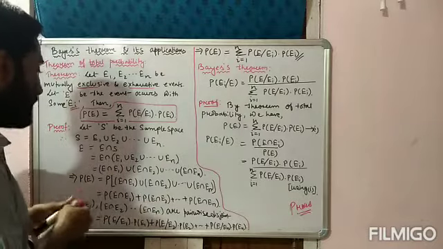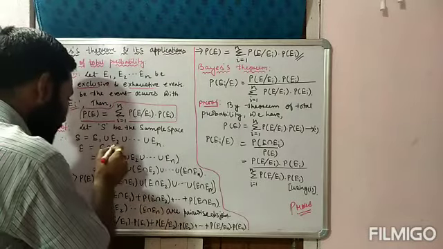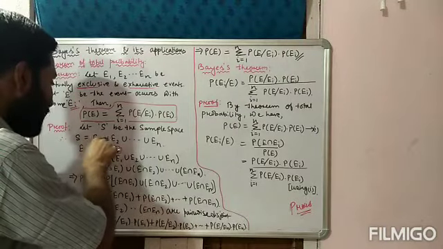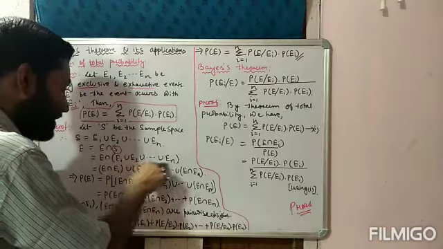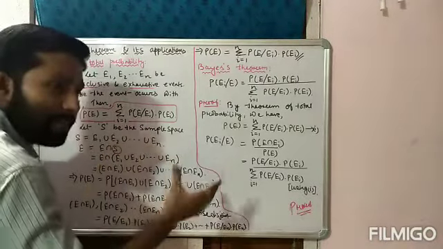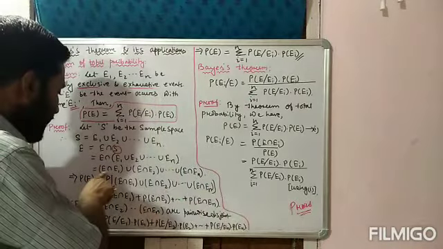Now we can replace this S by this value, that is E1 union E2 union En. वही पुट किया S के जगह में. Okay, after that you just expand it, normal expansion, जैसे हम लोग मल्टीप्लाई करते हैं.